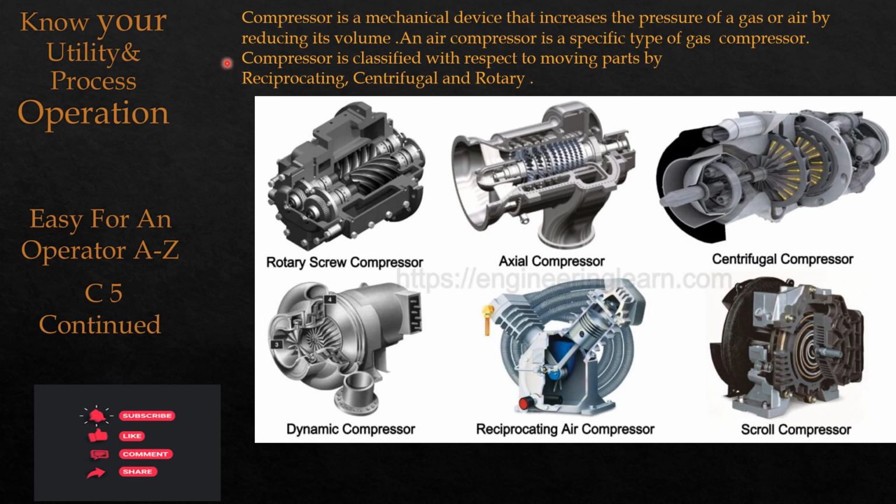Now we can see one more important terminology starting with C. Compressor. A compressor is a mechanical device that increases the pressure of a gas or air by reducing its volume. An air compressor is a specific type of gas compressor. Compressors can be classified in many ways. With respect to moving parts, they are classified as reciprocating, centrifugal, and rotary. If you want to know more classifications, you can see my previous videos, which are described in detail.